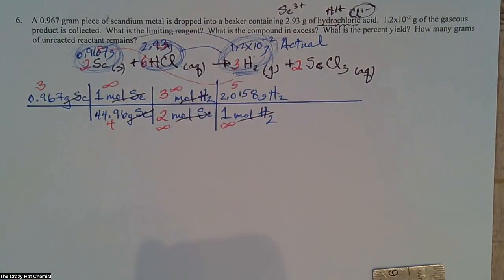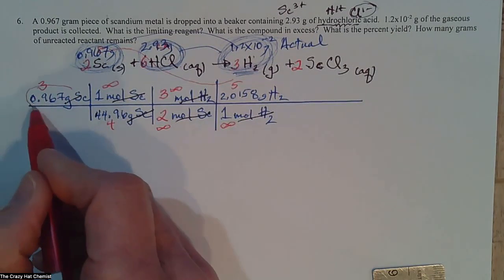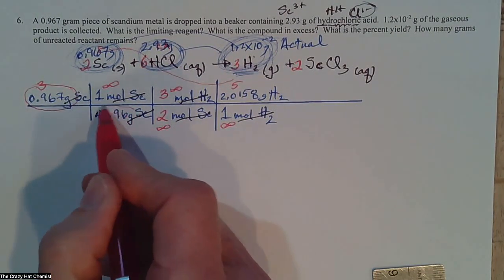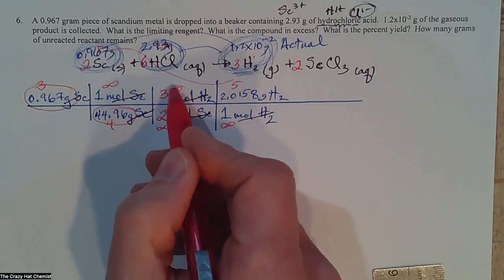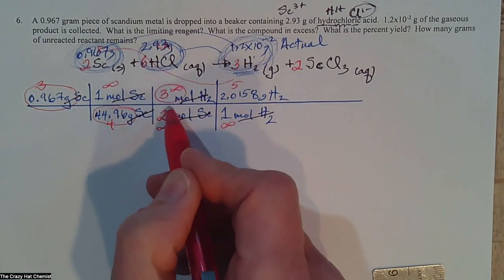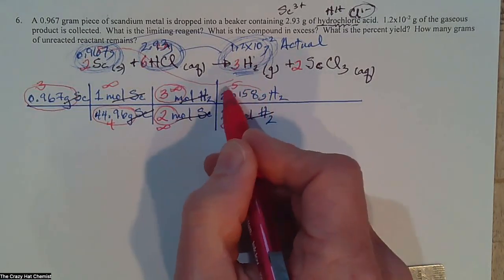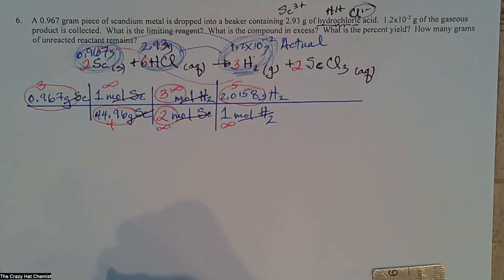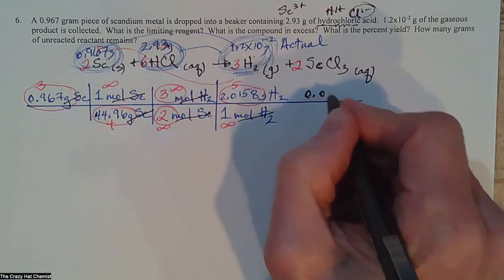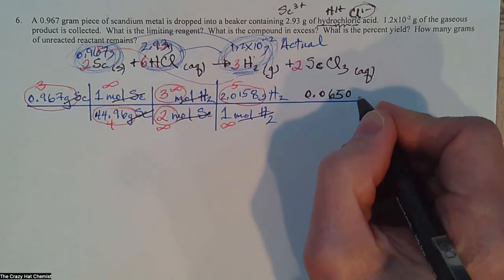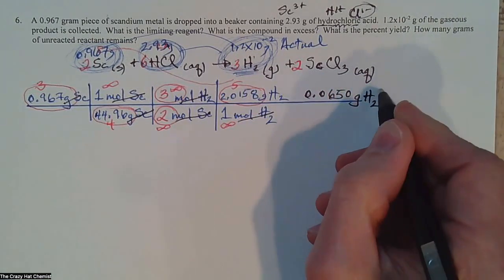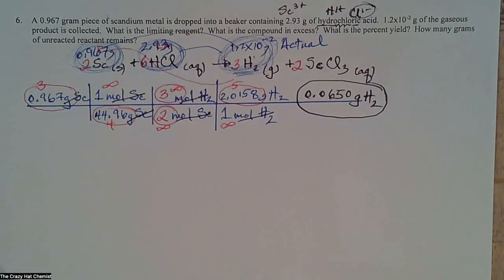In my calculator, I'm going to use the following: 0.967 divided by 44.96 times 3 divided by 2 times 2.0158. Okay, and then I'm going to round that to the fewest number of significant figures, and that will be 3. So my answer here is going to be 0.064 grams of hydrogen. And so this is going to be one of my answers that I'll be comparing in just a moment. Okay.